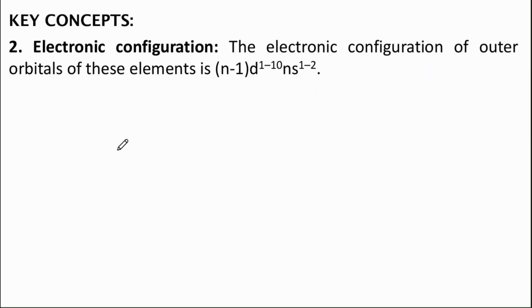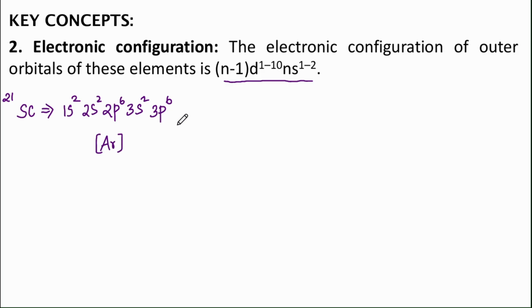Next concept is electronic configuration. The general outer electronic configuration of d block elements is (n-1)d 1 to 10, ns 1 to 2. The d orbital has the electron range between 1 to 10 and the s orbital has the electron range 1 to 2. Let us take the example of scandium, which has atomic number 21, and see its electronic configuration. You have to start from the 1s orbital: 1s2, 2s2, 2p6, 3s2, 3p6. So, up to this 18 electrons are filled. This can be represented as the core argon configuration.